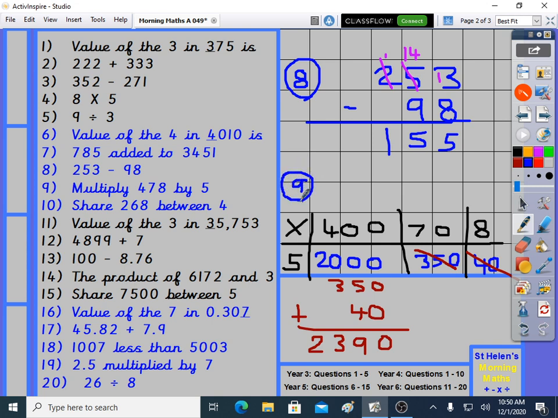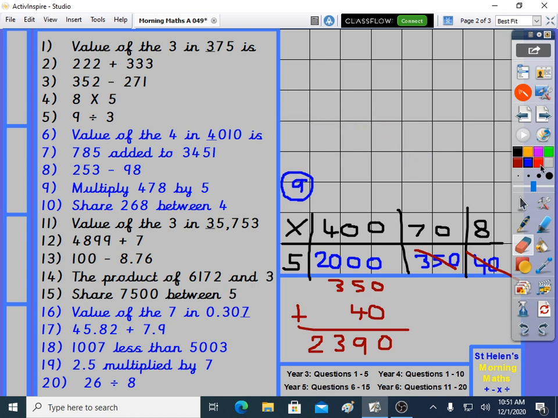A check if you really know what you're doing. If you times it by 10, if you multiply it by 10, it'd be 4,780. And that's half of 4,780. Don't worry if you don't understand that. Maybe some of you do. Let's go on to question 10.